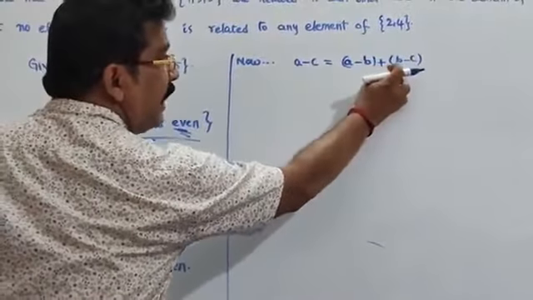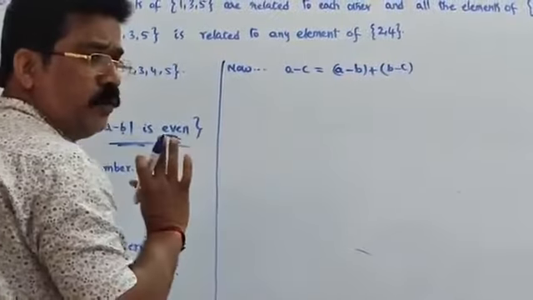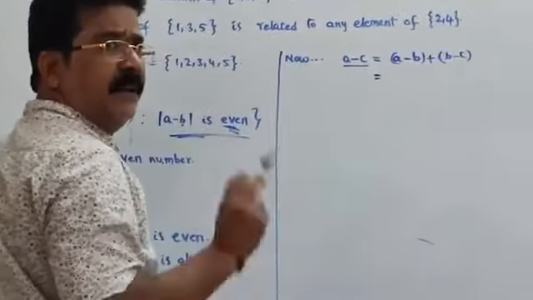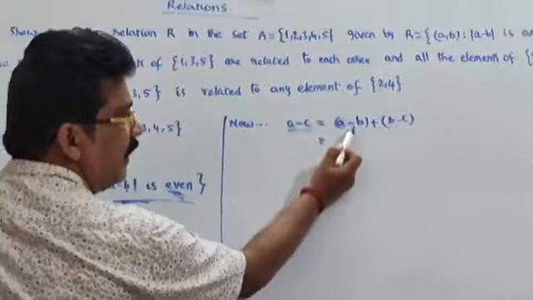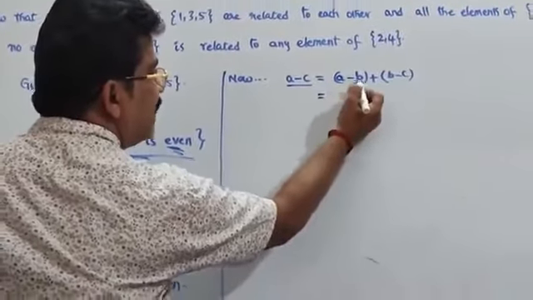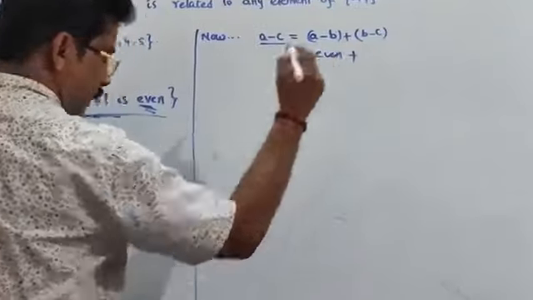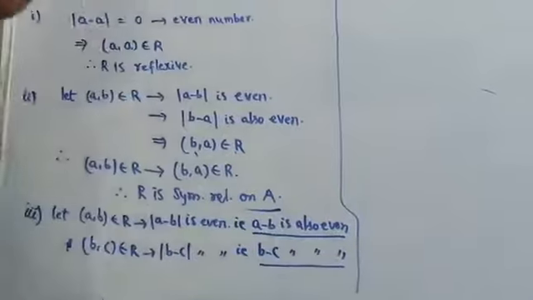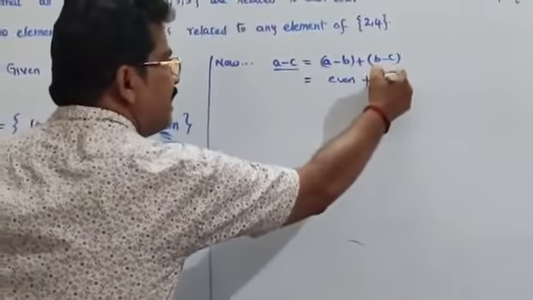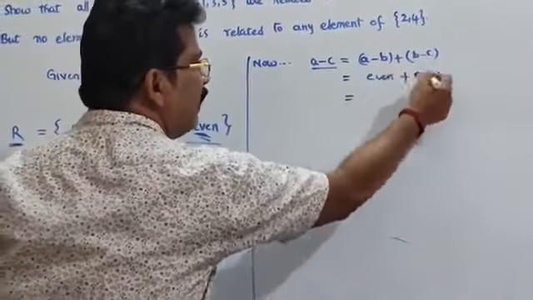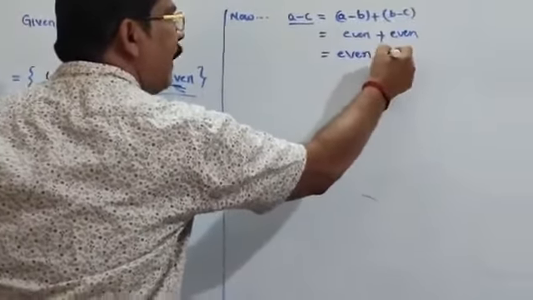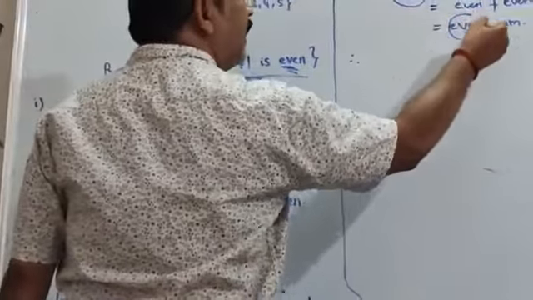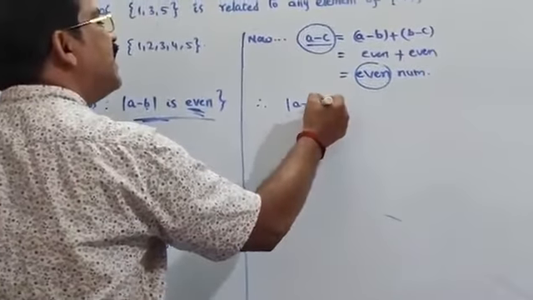It is nothing but adding B and subtracting B, so no loss of generality. On cancelling B, we get the same A minus C. Therefore, A minus C equals A minus B plus B minus C. A minus B is an even number, and B minus C is also an even number. So even number plus even number is an even number. Therefore, whenever A minus C is an even number, then modulus of A minus C is also even.